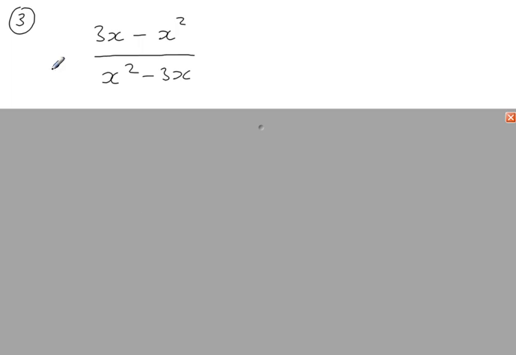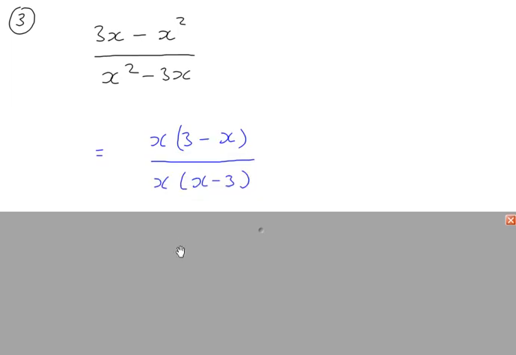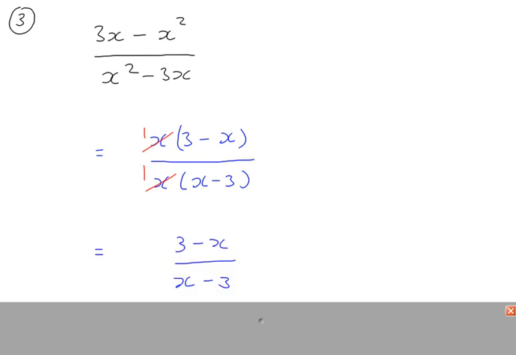So example 3, to simplify, there's an x in both of these terms, we should factorize, and the same thing is true in the denominator, there's an x in both terms. Now we can cancel the x's out. When we cancel them out, we actually get a 1 for each of these, and the ones don't need to be written there, so we get this.